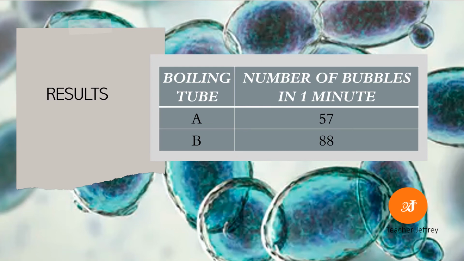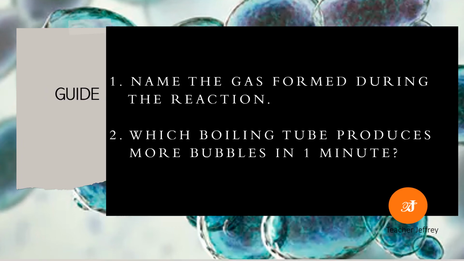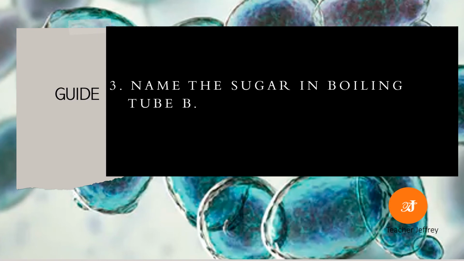These are the bubbles observed after 1 minute. In boiling tube A, it is 57, and in boiling tube B, it is 88. For our guide, answer the following questions. 1. Name the gas formed during the reaction. Number 2. Which boiling tube produces more bubbles in 1 minute? For our guide question number 3, name the sugar in boiling tube B.